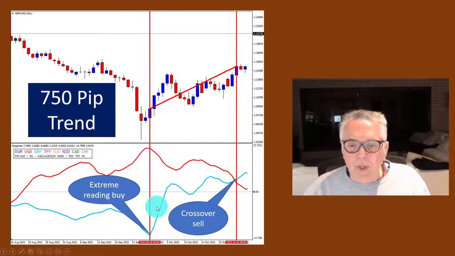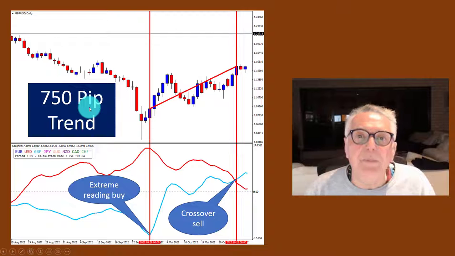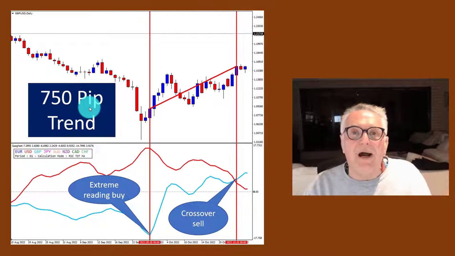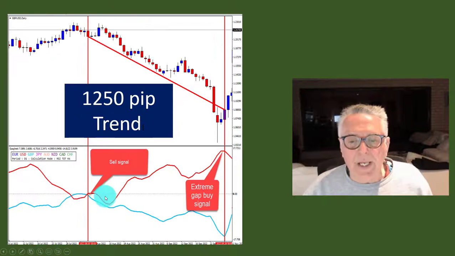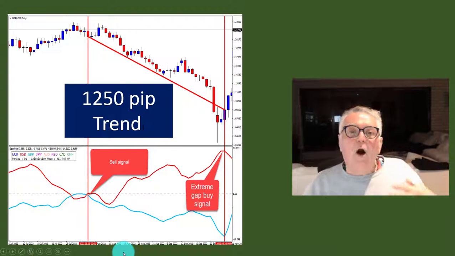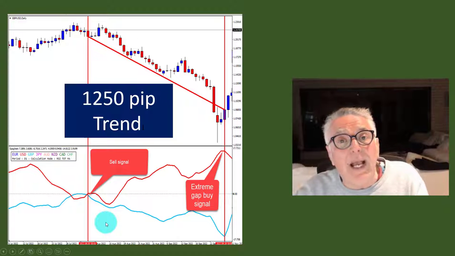And all you then do is wait for the two to cross, and that's your exit, and there you are. So this was again a 750 pip move that was caught by the spaghetti indicator, the free spaghetti indicator, by the way. Okay, so here's another example of the crossover approach, but using the extreme as exit.